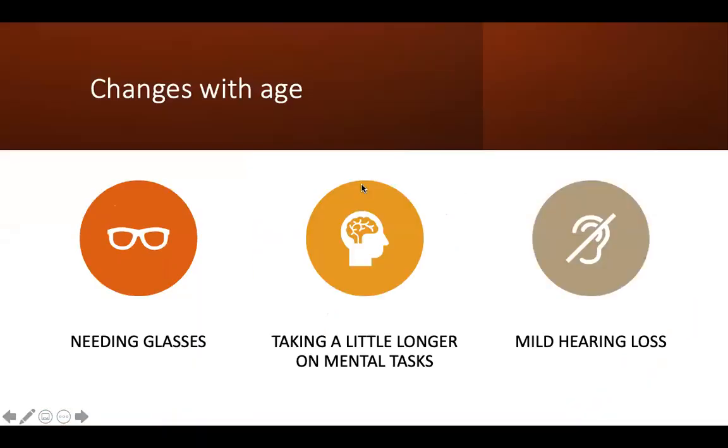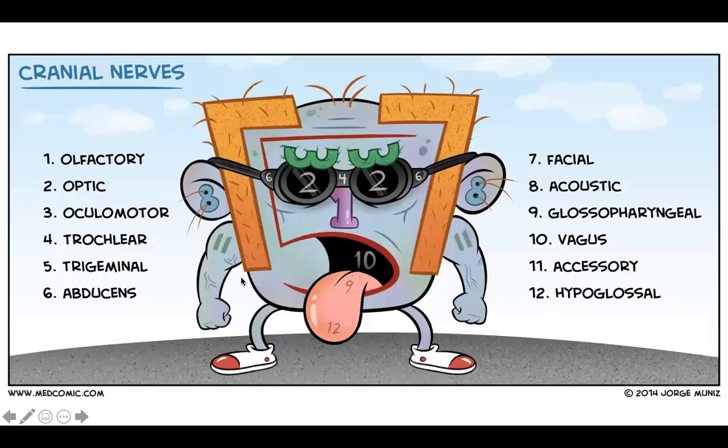Okay, so some changes with age that's important to know. Patients may need glasses. We talked about some visual changes that occur after the age of 40. Patients may also take a little bit longer on mental tasks. So maybe completing a puzzle takes a little bit longer than it used to. And some mild hearing loss that can occur with age as well. So it's important for you to recognize some normal things and then abnormal things. Memory loss is not typically a normal sign, that may be indicating dementia, but taking a little bit longer to maybe complete a crossword puzzle, that is a normal, expected finding.